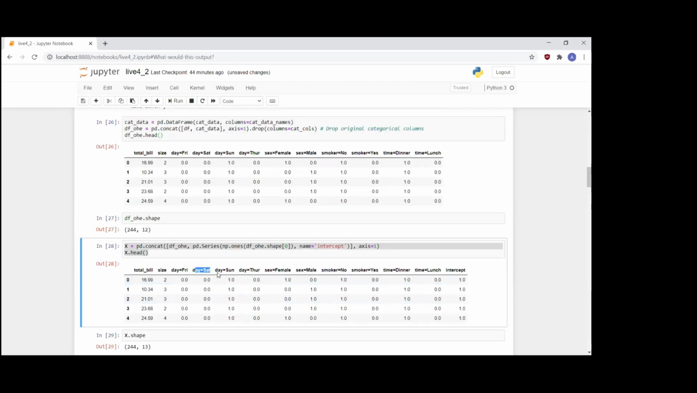The idea is that if I drop the female column, the male column already has all the information I need. So I don't need the female column. And likewise, I don't need the smoker no column or the time dinner column, because if I know that it's lunch, then I know it's not dinner, and vice versa.